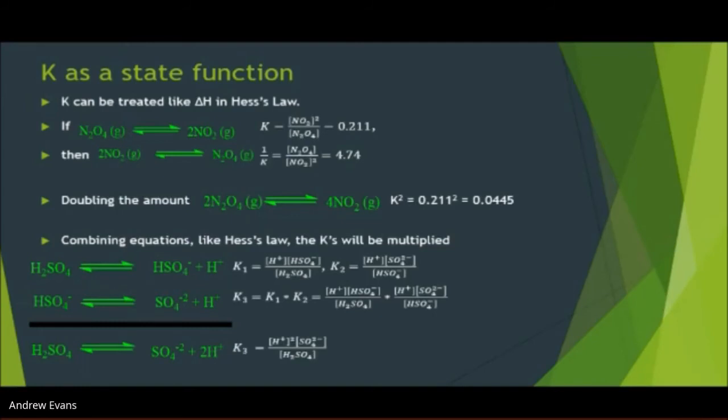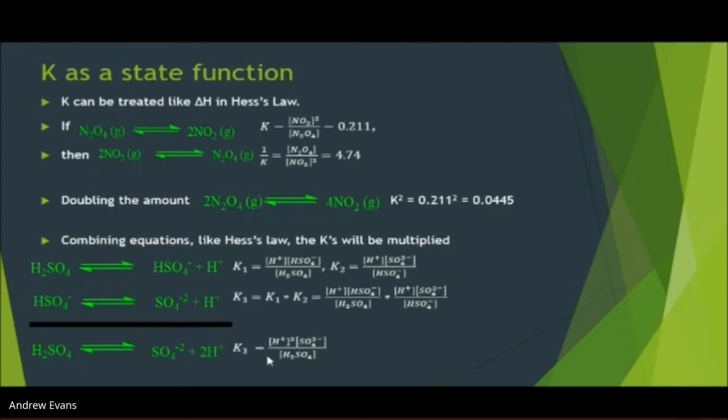Equally, we can combine multiple Ks together. Looking at sulfuric acid, which is something we'll look at later, it can break down in a 2-step process. First, it loses 1 acid on the H2SO4, going to HSO4 minus and H+, and then a second reaction where HSO4 minus goes to SO4 2 minus and H+. The overall reaction would be H2SO4 going to SO4 2 minus and 2H+.